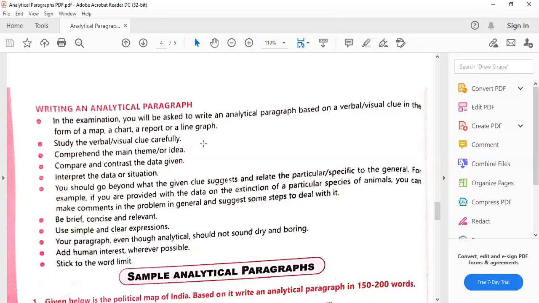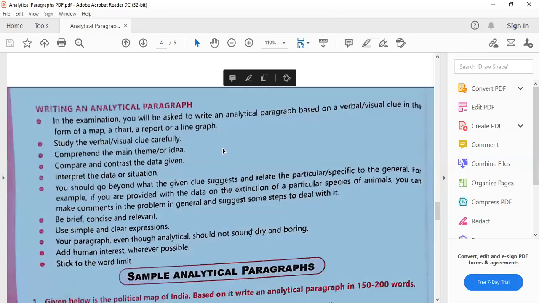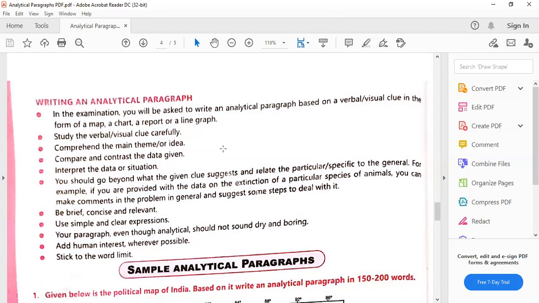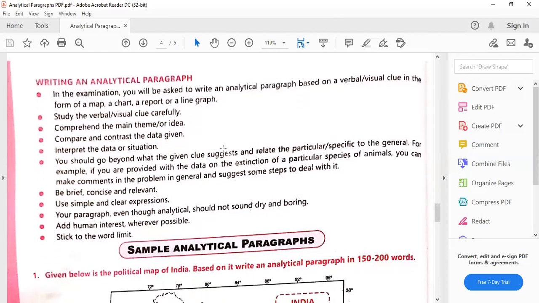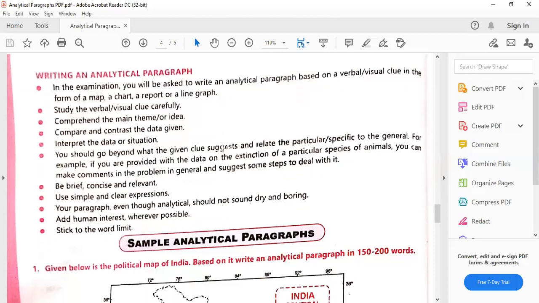सबसे पहले आपने क्या करना है? You will read all those verbal and visual clues very carefully. Then comprehend the main theme or the idea, और उस paragraph में क्या बताया गया है? What is the idea or the theme of that paragraph? Or the data given to you. Then compare and contrast the data given.